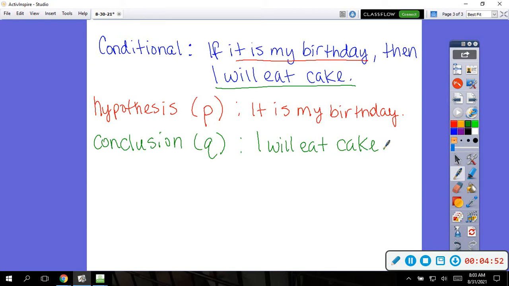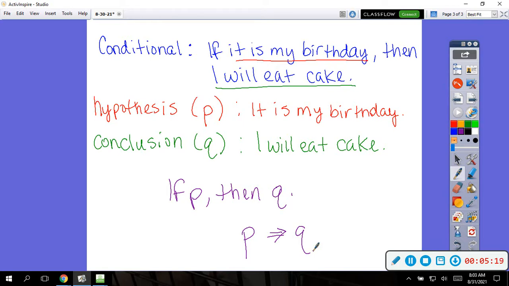Okay? So remember your symbols. You can either write if P, then Q. That's kind of still got words in it. Or you could write P implies Q. These are the same symbols for both. And I believe we put this in our vocabulary foldable yesterday, the symbols.